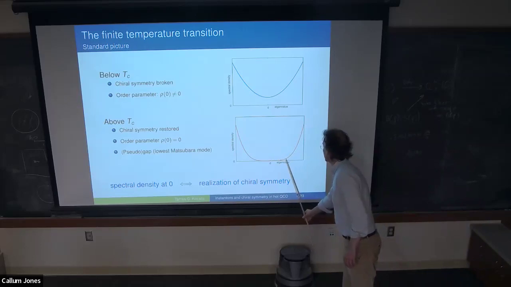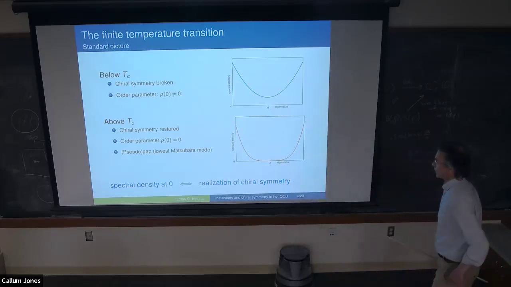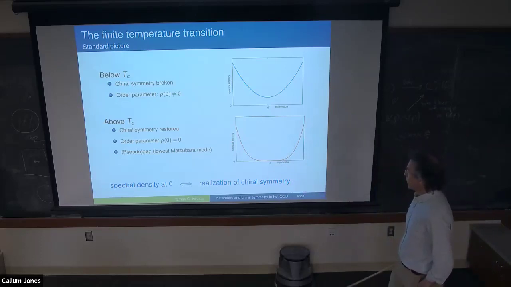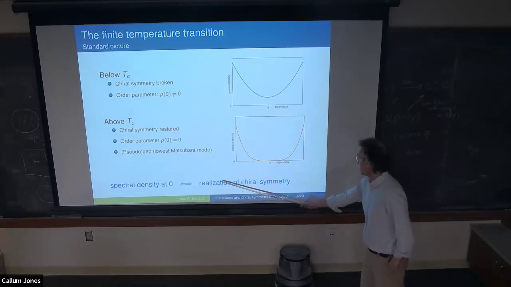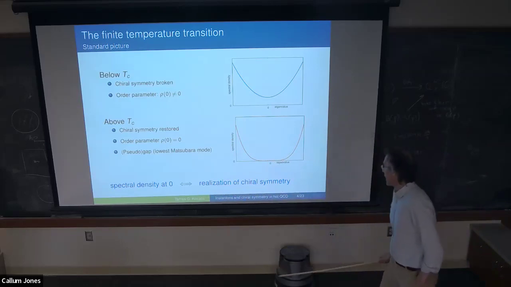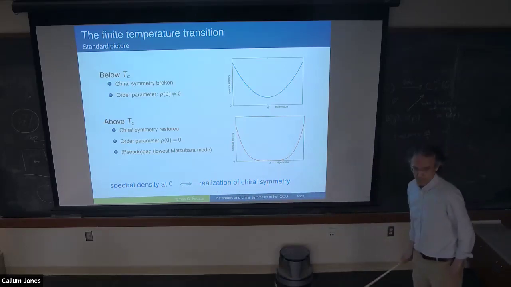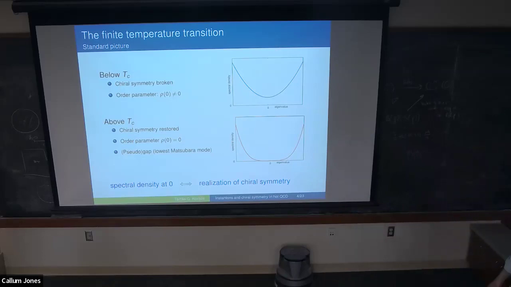For interacting fermions, it goes a little bit below the Matsubara frequency, but the spectral density here is 0. So the important message from this is that the spectral density at 0 has to do with the realization of chiral symmetry, because that's the order parameter. This is what you would find if you read a textbook about high temperature QCD. This is a traditional, standard, simple picture of spontaneous breaking and restoration of the SU(2) axial symmetry.